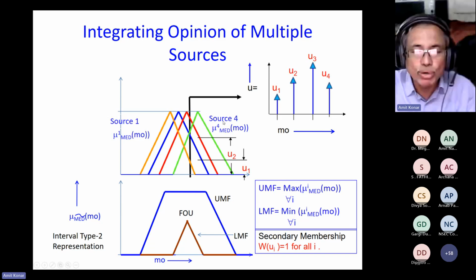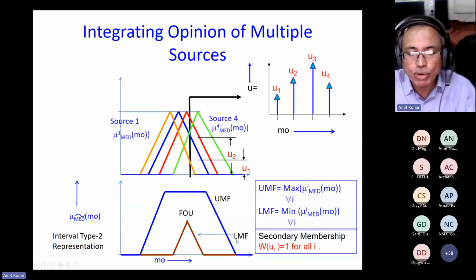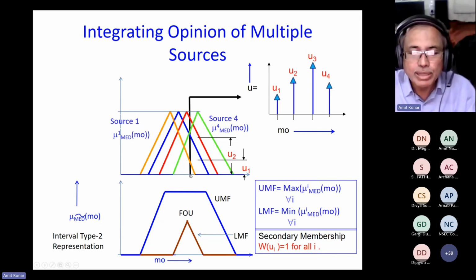The union of all the membership functions is called the footprint of uncertainty, FOU. That is the region between the upper membership function and the lower membership function. LMF stands for lower membership function, UMF means upper membership function, and FOU is the footprint of uncertainty. What does this mean? At a particular value of mouth opening, say 6 centimeters, you may find 4 different membership values here: U1, U2, U3 and U4.